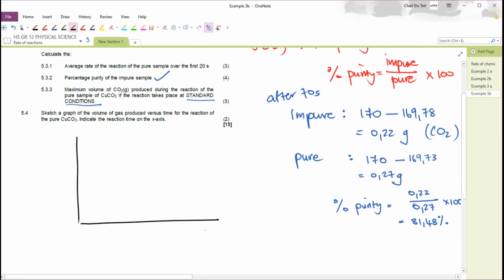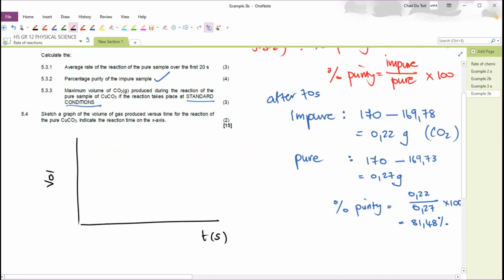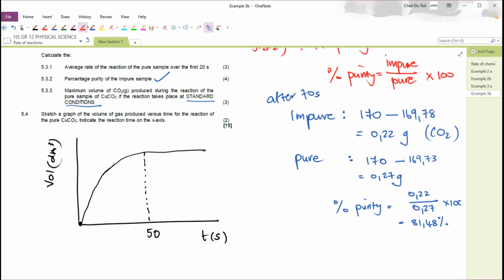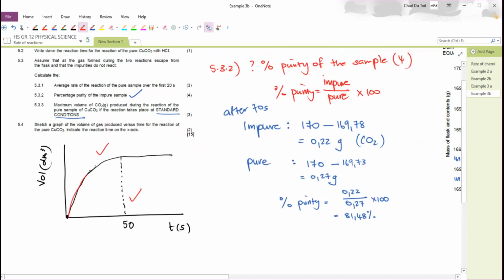So there's my time in seconds, and this is volume in cubic decimeters, the y-axis. Okay, what's going to happen? Right at the beginning, there is no volume. And then the volume quickly increases as the reaction starts, so it will have a steep gradient. And then somewhere it will flatten down. Remember we said 50 seconds. After 50 seconds, the pure sample is fully done. So I'm going to do 50 seconds there. You'll probably get 1 mark because you have the 50 seconds there, and 1 mark because you've got a curve there, indicating that the gradient is steep at the beginning, it shallows down, and then at 50 seconds there's no gradient. Why? Because there's no more gas forming.